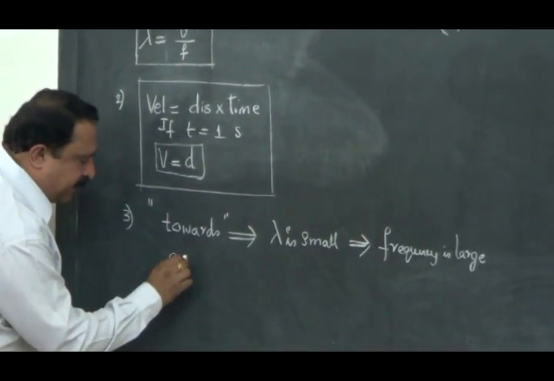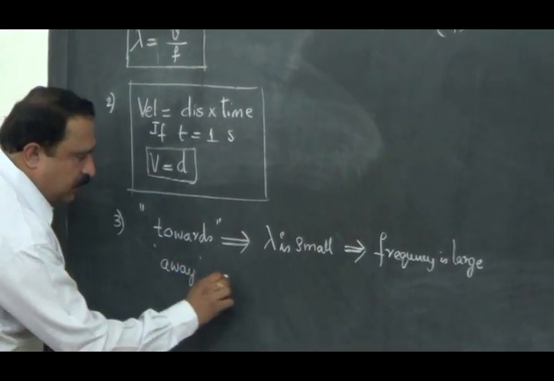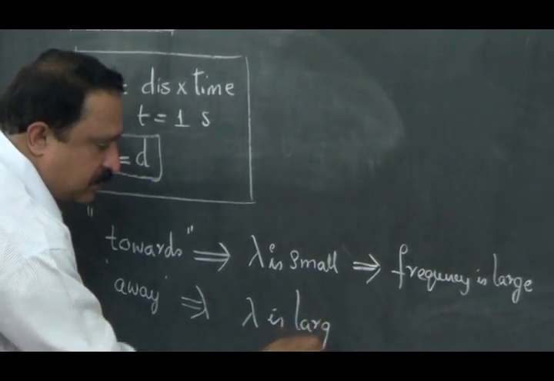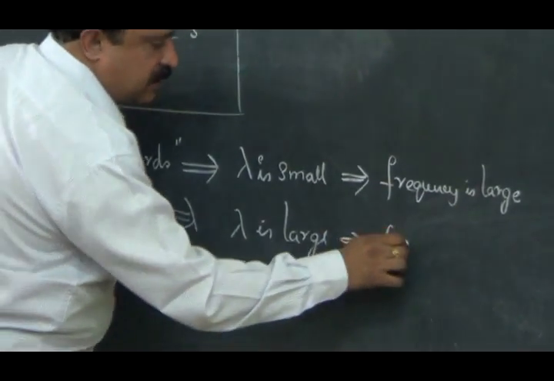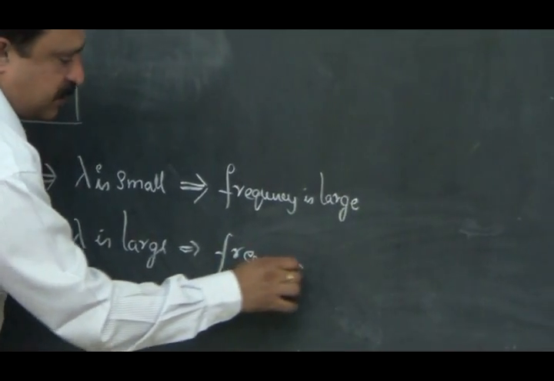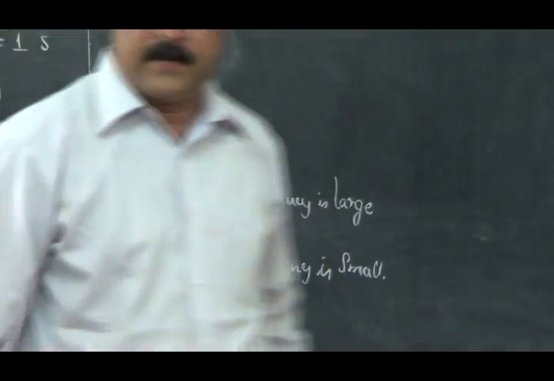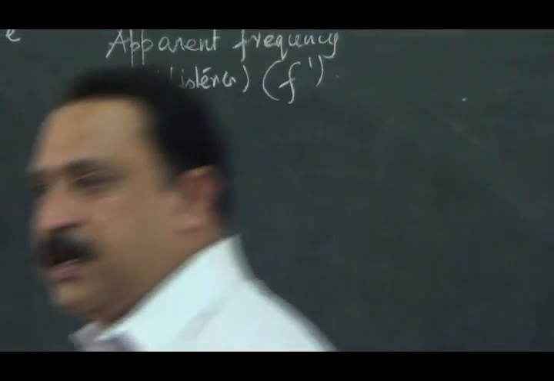When I say away from each other, what is the meaning? Lambda is large. Therefore frequency is small. You know, frequency is inversely proportional to wavelength. You should be knowing that. Note that frequency is inversely proportional to wavelength.